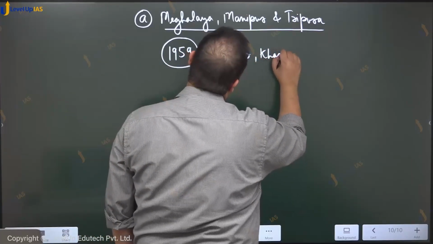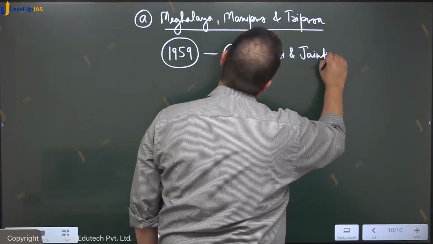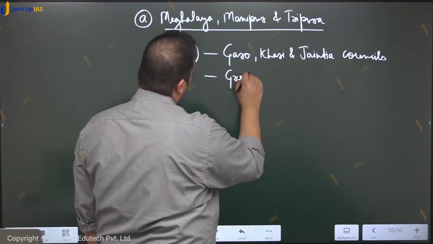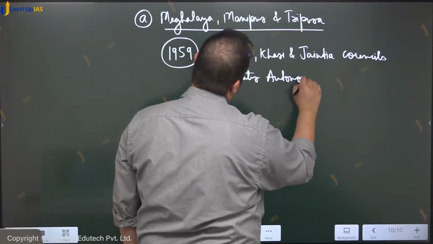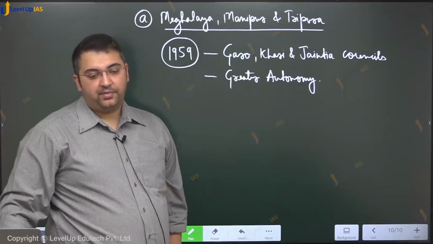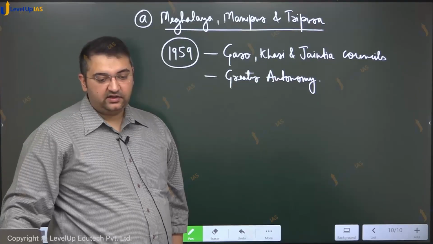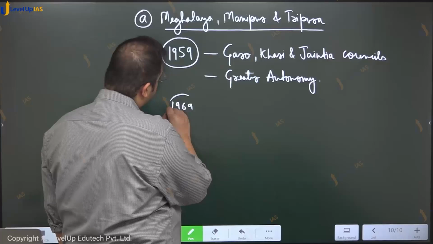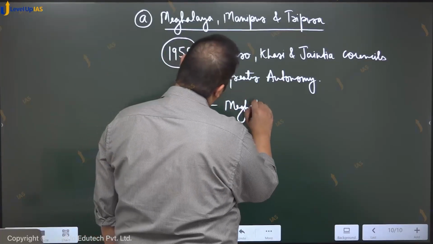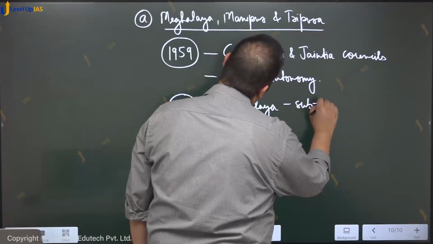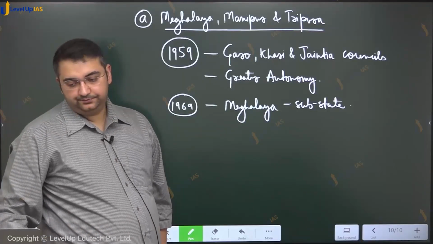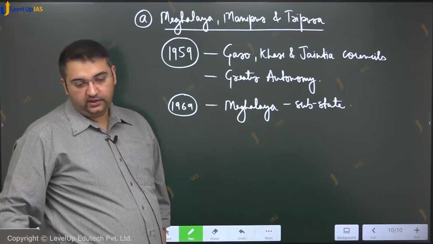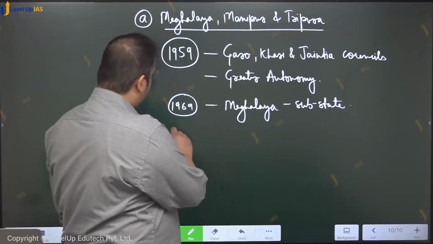In response to the rising violence, in 1959 the Garo, Khasi and Jaintia councils were given greater autonomy. Namely, they were given all powers of statehood except for having a separate governor and a separate high court. Okay? In 1969, Meghalaya was made a sub-state within Assam, with its own legislative assembly.